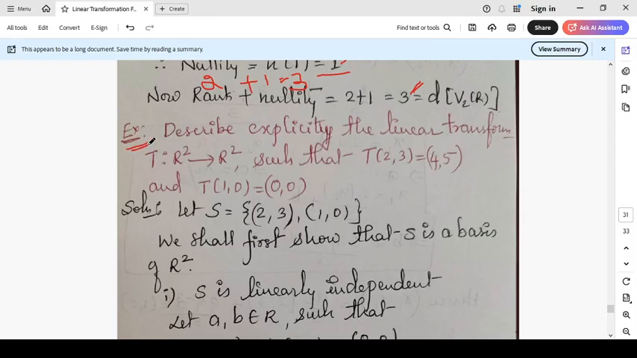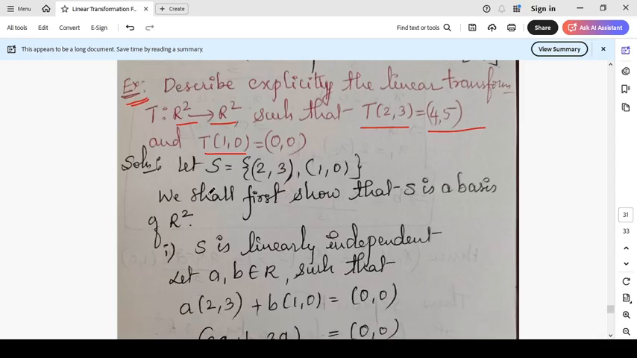Let us discuss this second example. Describe explicitly the linear transformation mapping from R square to R square such that, here they have given, T(2, 3) is equal to (4, 5) and T(1, 0) is equal to (0, 0). So we need to describe this linear transformation.